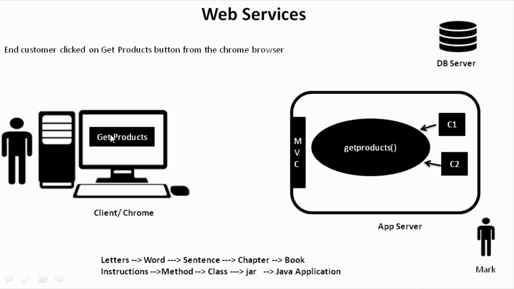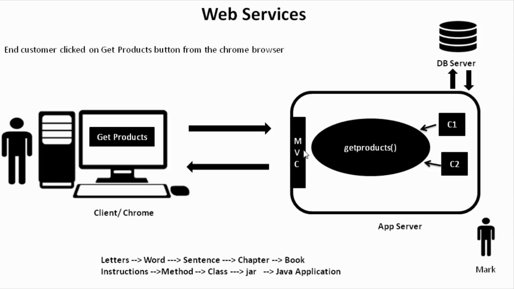So my end customer, let's say, has clicked on this get products. If this is implemented correctly using the MVC framework, if Mark has implemented this get products to be called to this application, then what would happen when the end customer clicks on get products? The request would go to the app server via the MVC framework. It will go ahead and execute this get products, which will make a call to the database server, and the database server will respond back with all the products, and then finally a response will be sent to this end customer, and it will list down all the products.